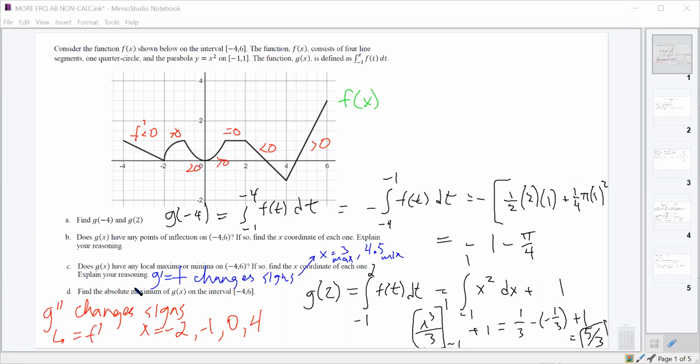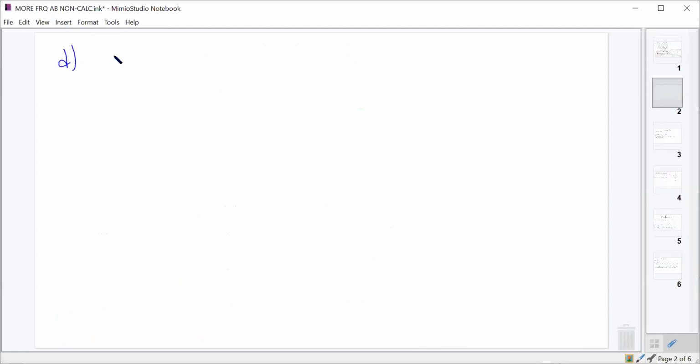And then part D says to find the absolute maximum of G on the interval -4 to 6. Well, an absolute max can occur at an endpoint or anywhere where we have a local max. So it might occur at -4, it might occur at 6, and it might occur at 3. So for part D, we need to check x equals -4. We should find G of -4, since it was the endpoint. We need to find G of 3, and we need to find G of 6. And we need to figure out which of them is the largest.